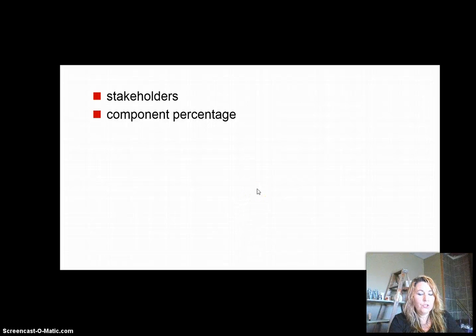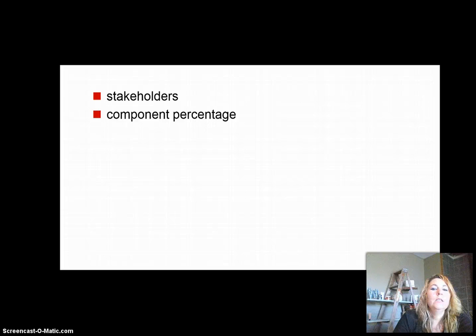Okay, so two definitions that you need to know. First of all, you need to know what is a stakeholder. And if you're looking in your book, you're going to find that listed on page 181. And a stakeholder is any persons or groups that will be affected by an action. So if your action is going to affect somebody else, then they are your stakeholders.